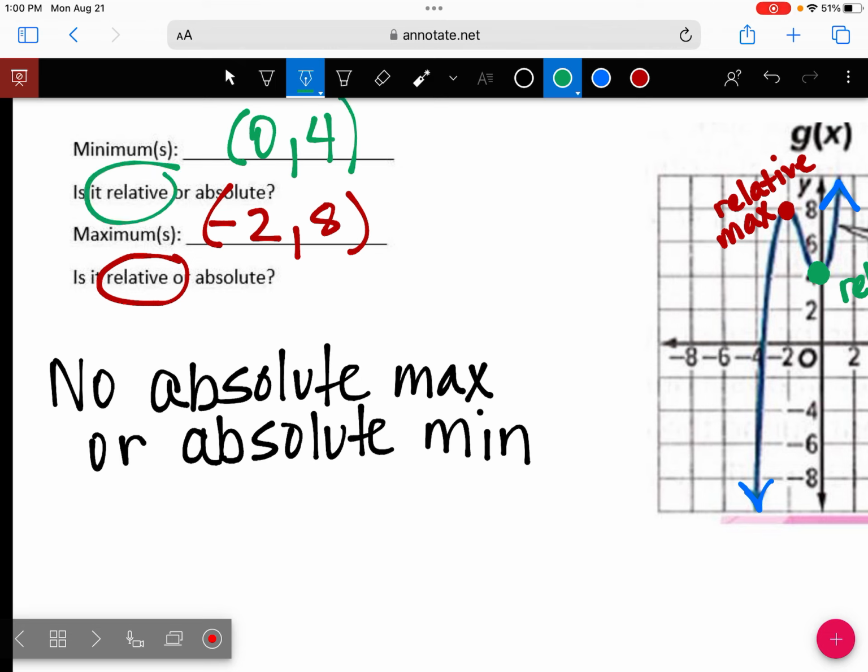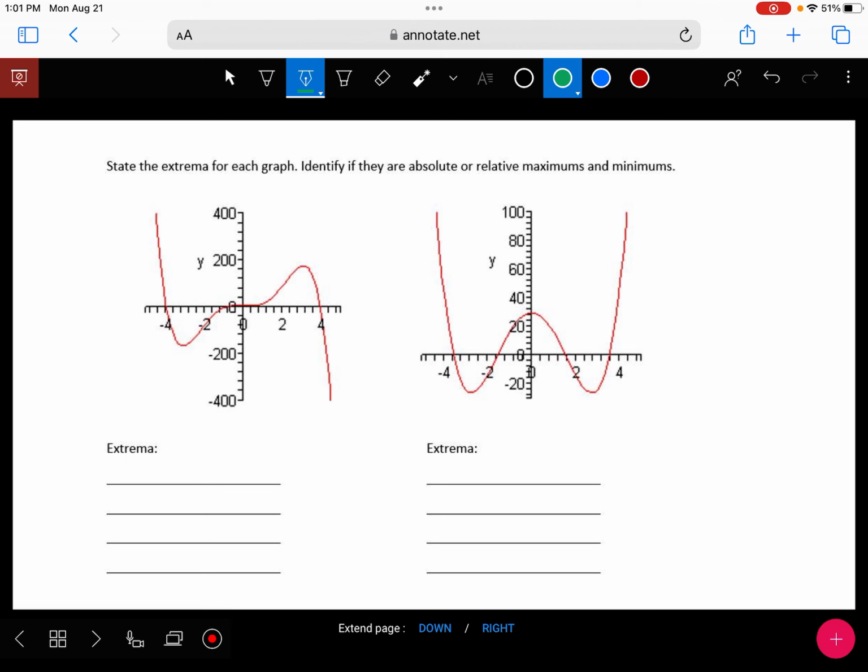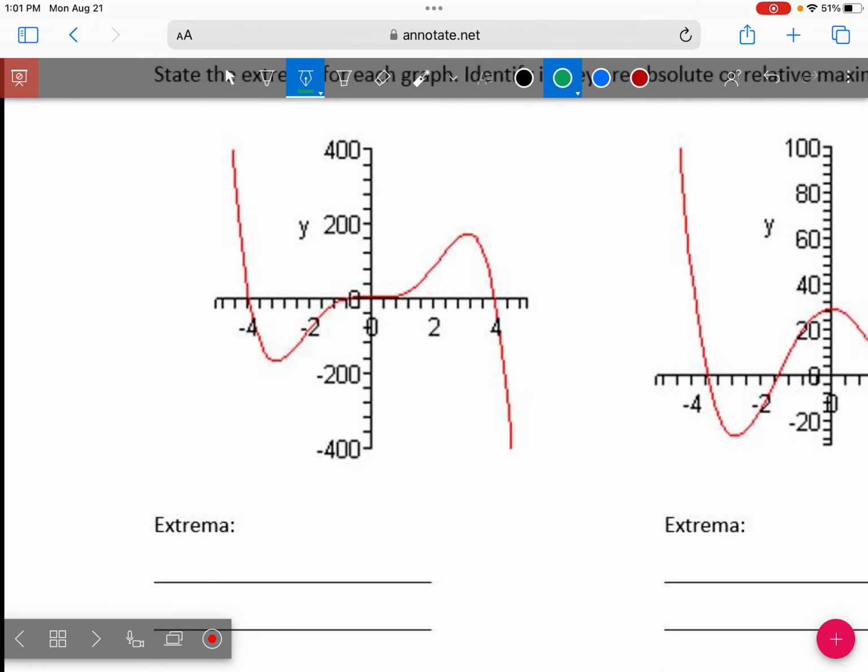And that's it. So if you see arrows that point up, you don't have an absolute max. If you see an arrow that points down, you don't have an absolute min. If you have an arrow that points up and down, that means you don't have an absolute max or min. All right, 2 more graphs. Let's go ahead and look at this graph. Can you go ahead and add arrows, please? Because I forgot to add them.